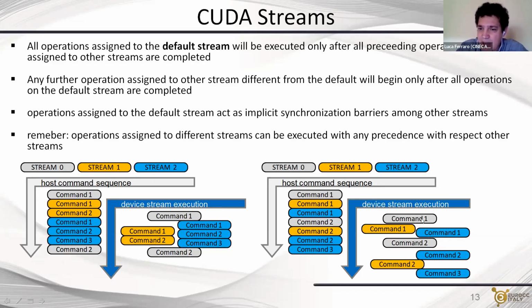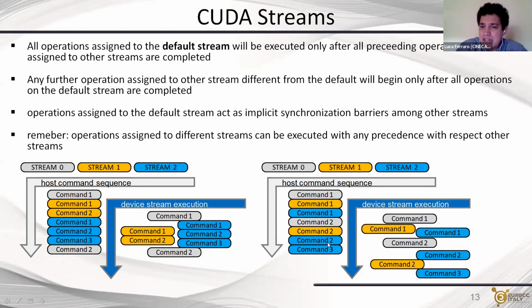For example, here is an example of device execution. It will start with command 1 of stream 0, then command 1 of stream 1, then command 1 on stream 2, and then again stream 0. Now that command 2 on stream 0 has completed, the code follows with gold, blue, blue. But the device can choose to pick them in any precedence, maintaining the order inside each stream.